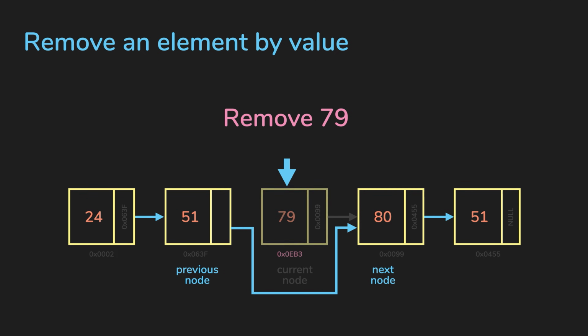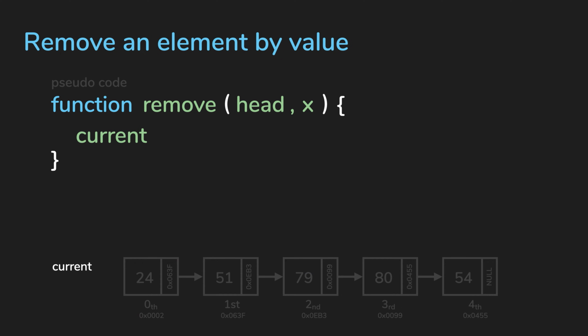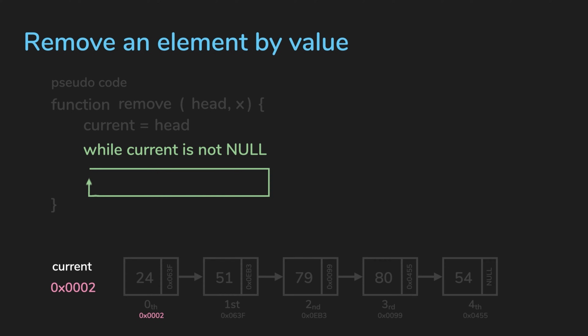So basically, we are disconnecting the current node from the linked list by making the previous node's next variable point to the node after the current. The function is called remove, and we will take in a head node and the value to remove. Then initialize current by setting it as the head. Let's make a while loop like before and loop it while current is not null.